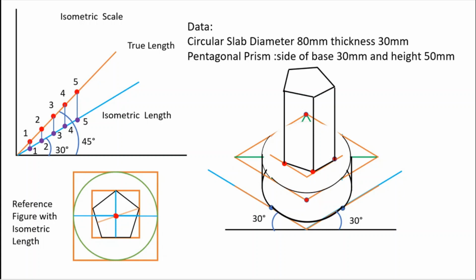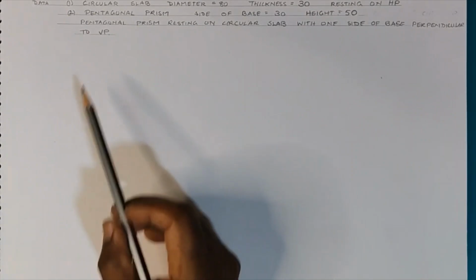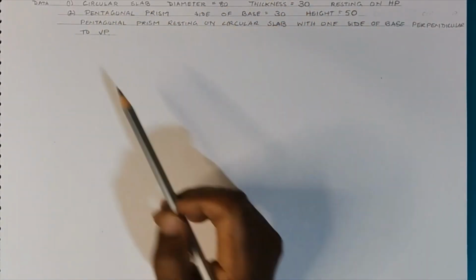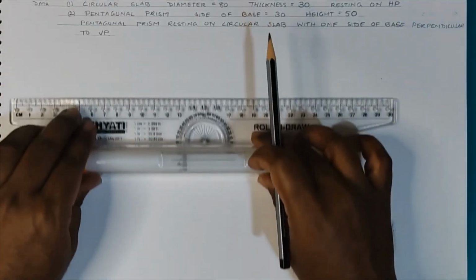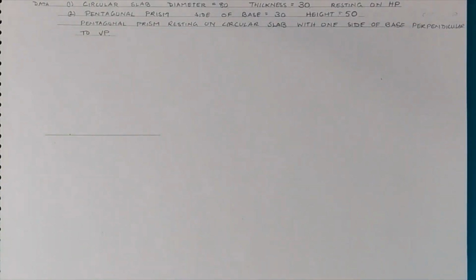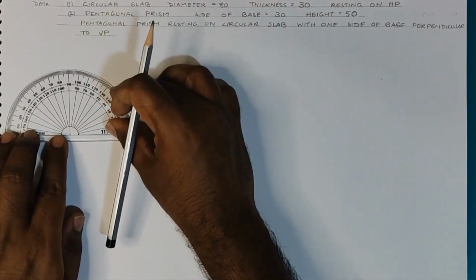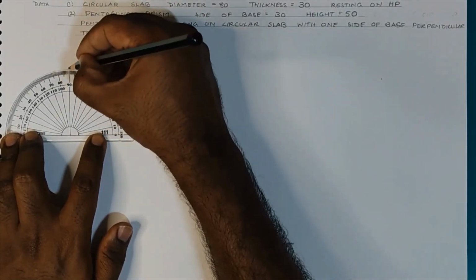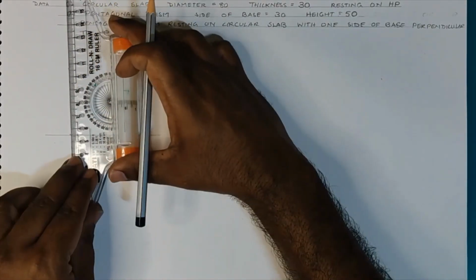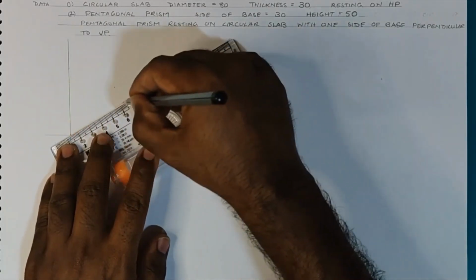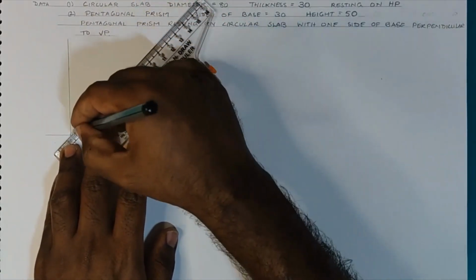So now we move on to the actual problem solving. The actual problem solving starts with writing the data on top, and we'll start with the construction of the isometric scale. So I draw the horizontal line, and from a point on the horizontal line, I take angles of 30, 45 and 90 degrees. I draw lines vertical at an angle of 30 and 45 degrees as shown.